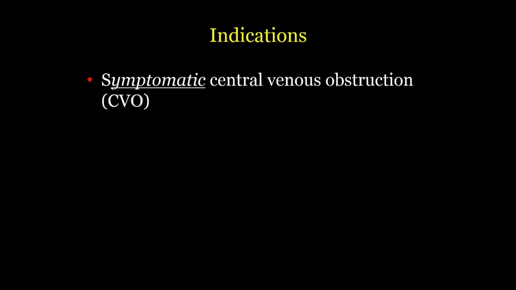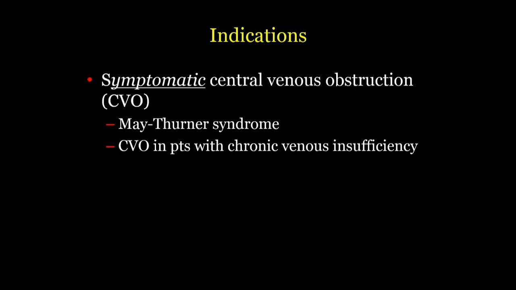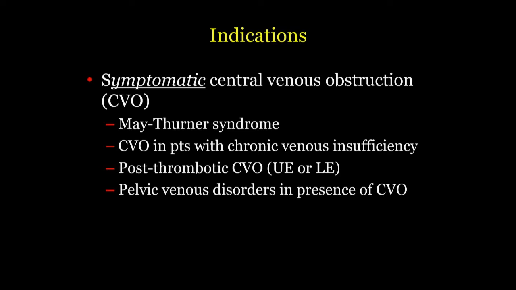And so indications, obviously, for venous stenting, patient has to be symptomatic. And they have central venous obstruction, not peripheral. The stents in the peripheral veins so far have not done well in the current generation of stents. And these include things like May-Thurner syndrome, central venous obstruction in patients with chronic venous insufficiency, patients with post-thrombotic syndrome, and patients with pelvic venous disorders in presence of central venous obstructions.